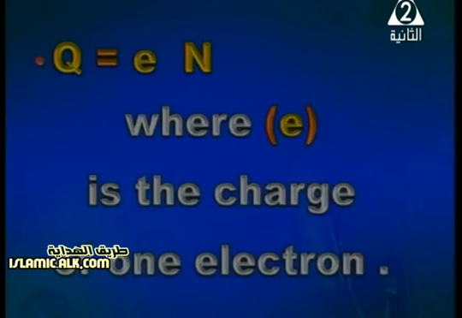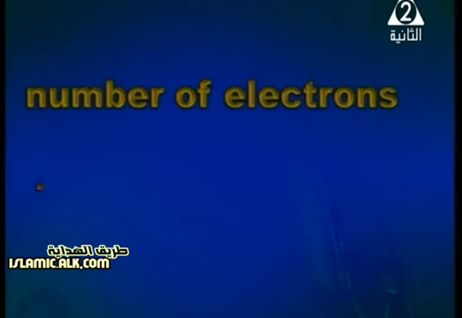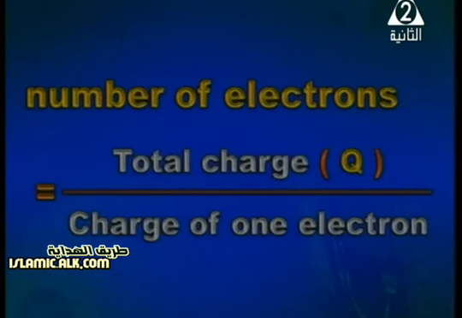Q denotes the total charge. It is equal to the charge of one electron, small e, times n, the number of electrons. So the number of electrons can be calculated by the total charge Q over the charge of one electron. And don't ever forget, the charge of one electron is equal to 1.6 times 10 to the power of negative 19 coulomb.